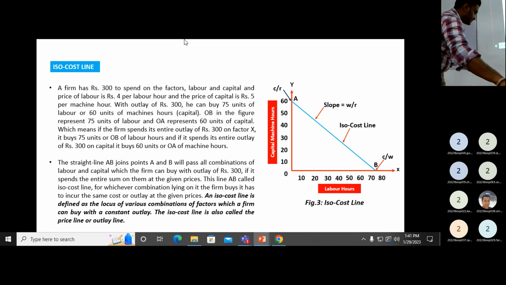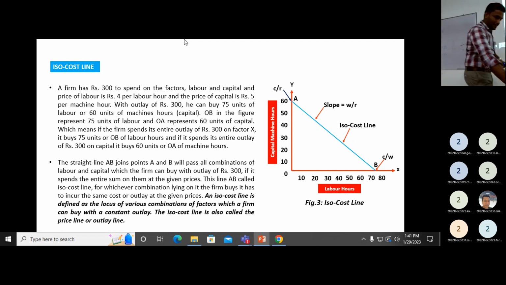So if we draw this on a graph, you could see, right? Here you have your labor hours and here you have your machine hours. If you do your production by using only laborers, it's 75 labor hours. Clear? And if you do your entire production by using capital, it's all about 60 machine hours.